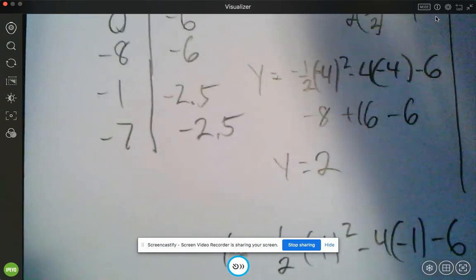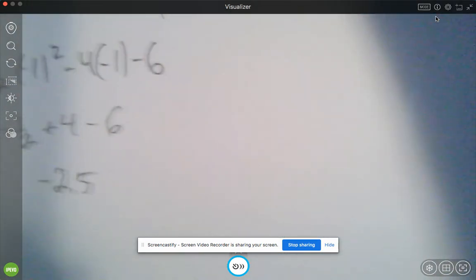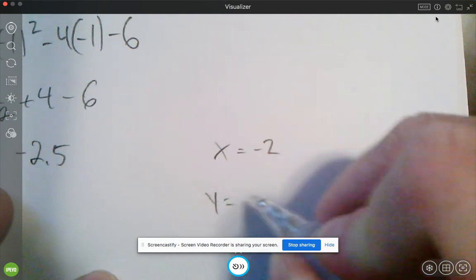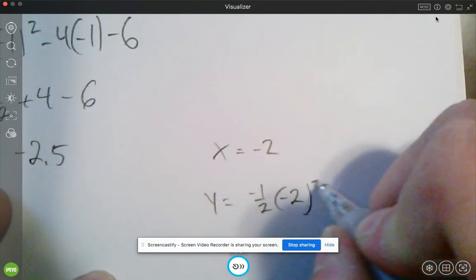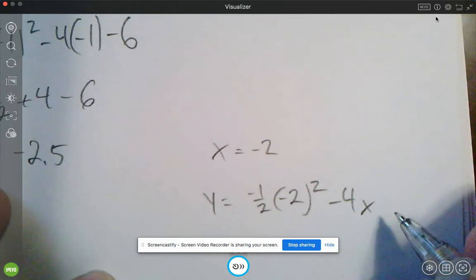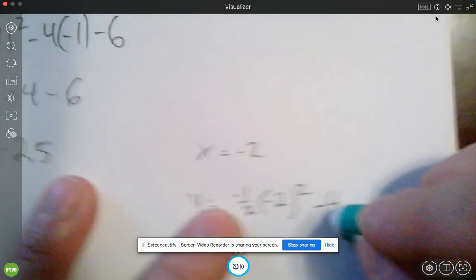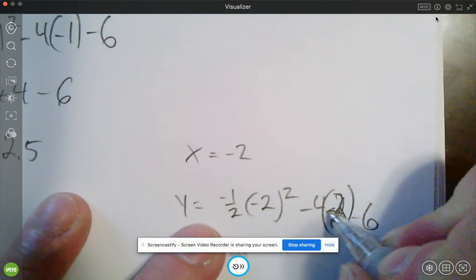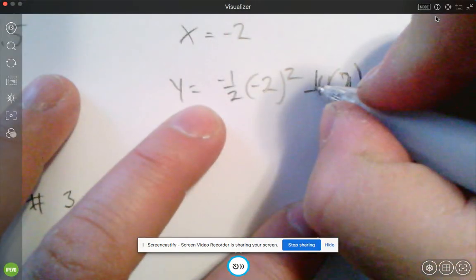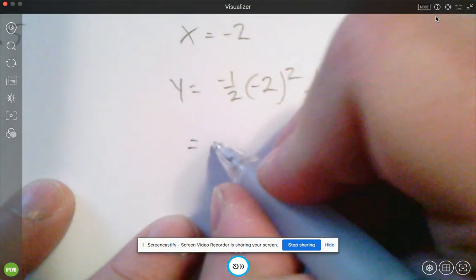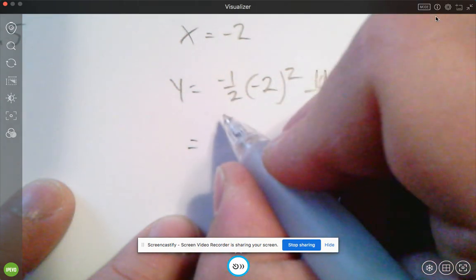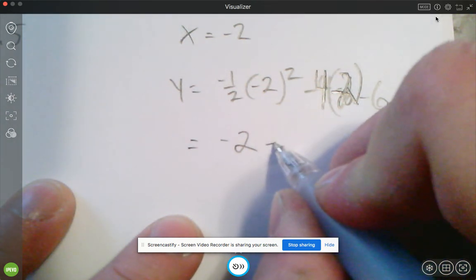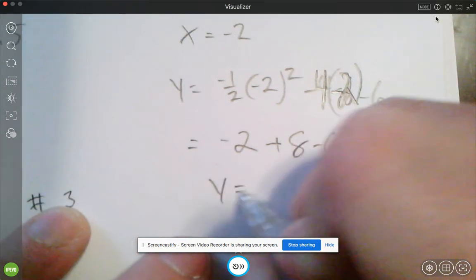And then the last one, this is the one that was supposed to be the grand reveal. What happens when you put in x equals -2? So you get y equals -1/2, -2 squared, minus 4x, minus 6. This is 4 times -2. All right. I keep doing that. It's -2. That's a 4. Hopefully you can see that. It's a 4. So you get negative. That's 4. 4 times -1/2 is -2. This is going to be +8 minus 6. Y equals 0.